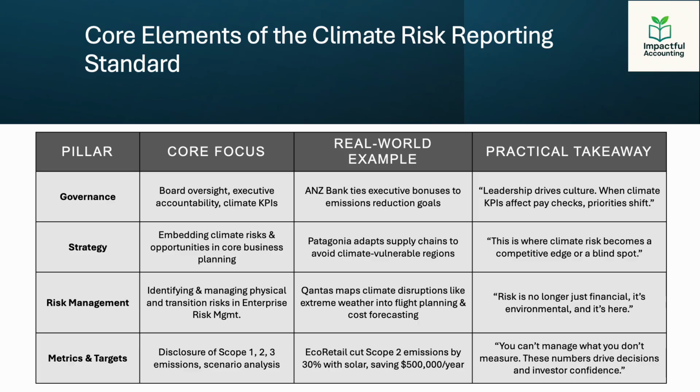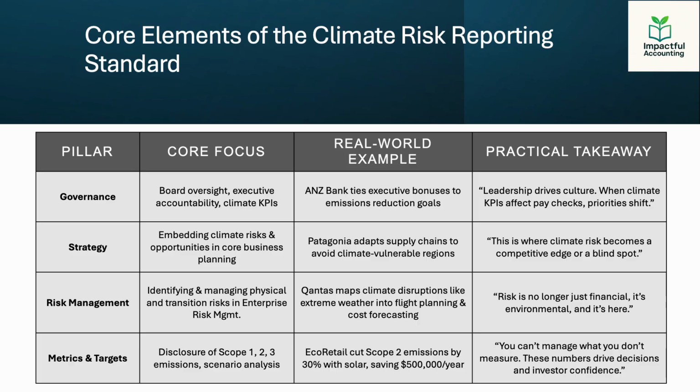Second, strategy. This is where climate risk becomes part of the business planning. Patagonia, for instance, redesigned their supply chain to avoid regions which are vulnerable to extreme weather. They are not just responding, they are planning ahead. It shows that managing climate risk well isn't just about survival, it can be a competitive advantage.